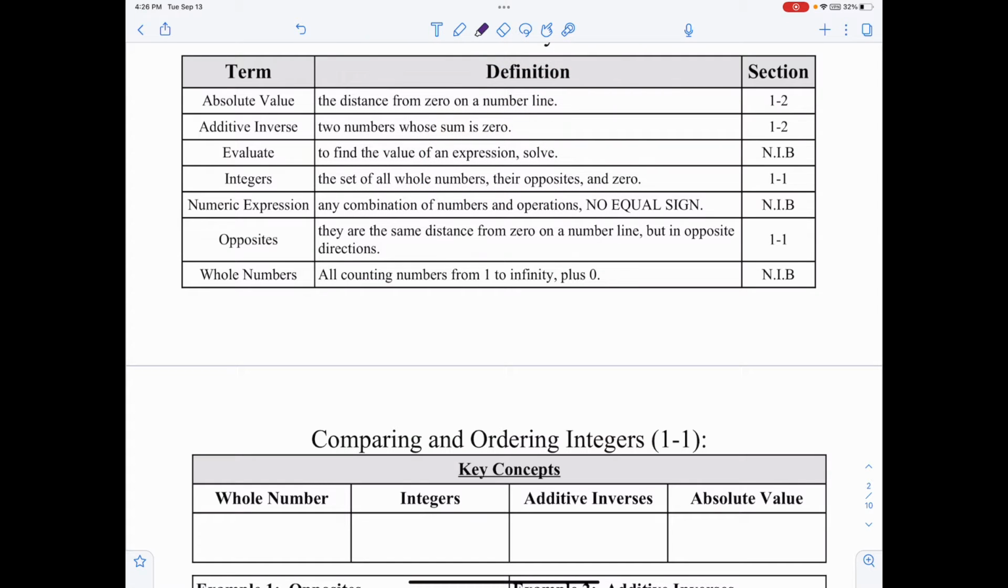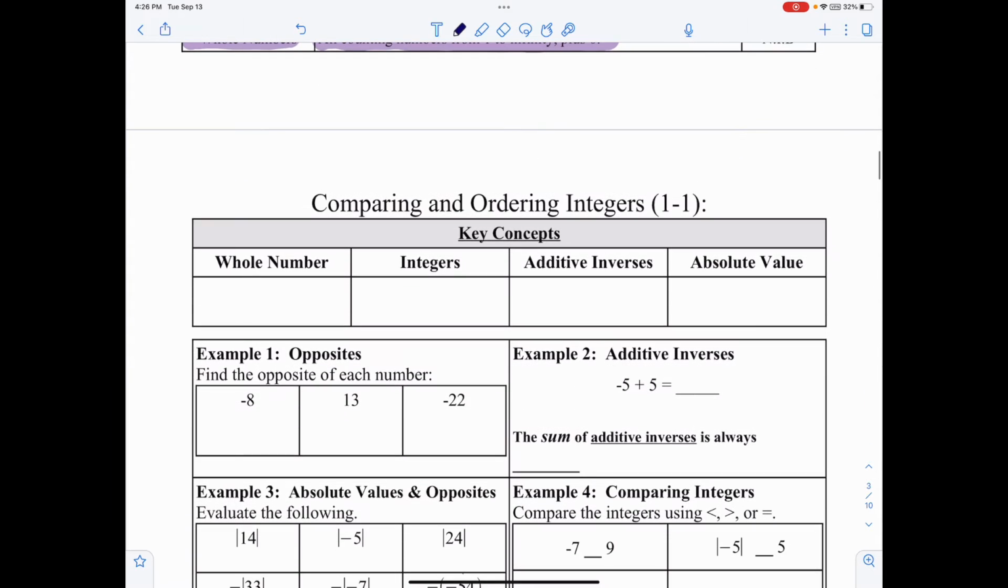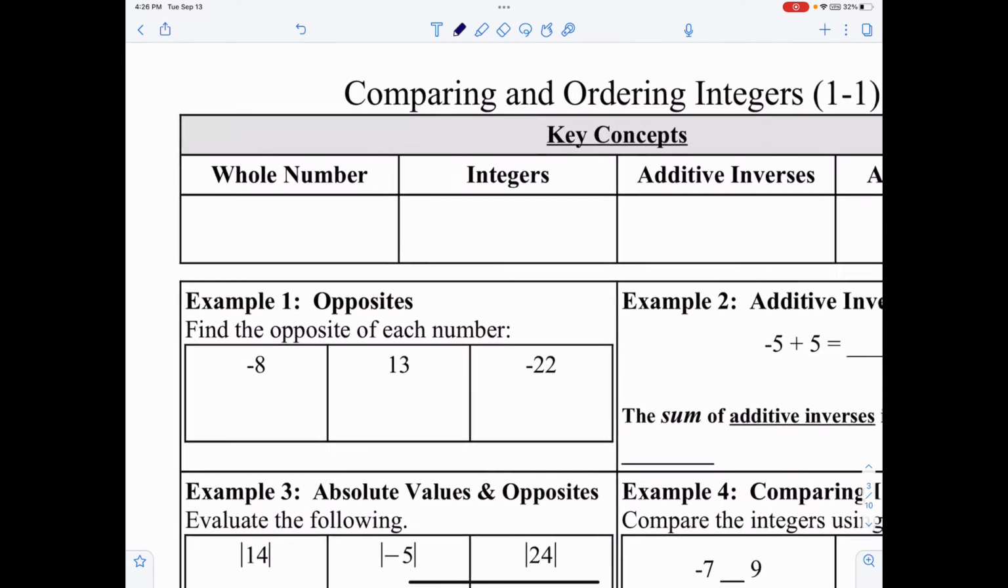All right, looking at your vocabulary here. The first one is whole numbers. You can see whole numbers are all counting numbers from 1 to infinity, including 0. So to go back, remember we have natural numbers, like a little baby going 1, 2, 3. Then we add the 0 to make whole numbers. And then we have integers. And integers are the set of all whole numbers, like we just highlighted, their opposites, so the negatives, and also 0. So let's go ahead and start filling some things in here for these key concepts.